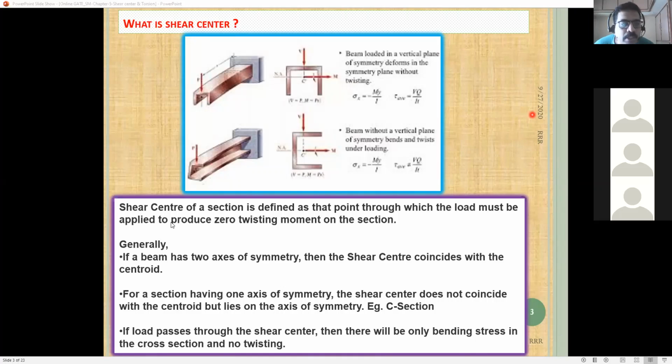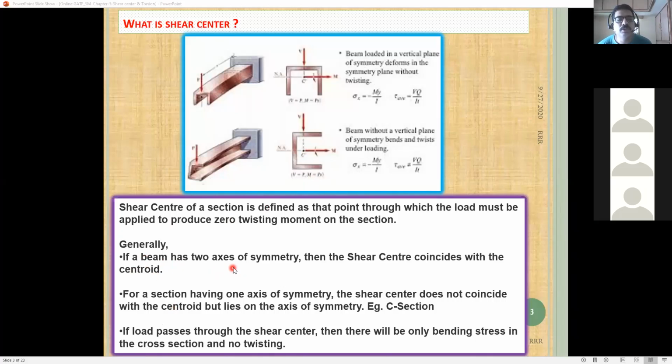But come back to the shear center concept. If the load is passing through the shear center, there should not be twisting, not at all, right? Bending will happen, but twisting will be zero. That type of property we call the shear center, please remember. So we'll go one more, then we can see here.